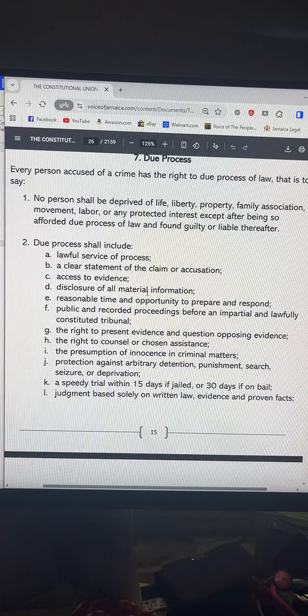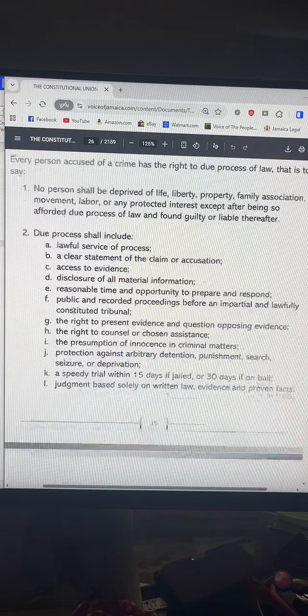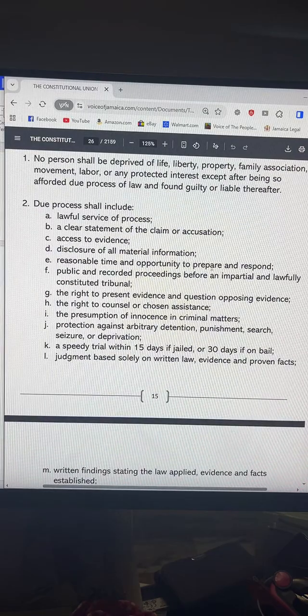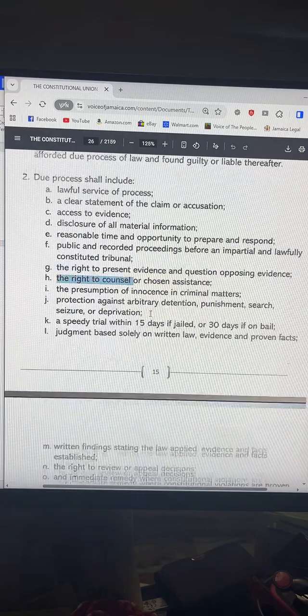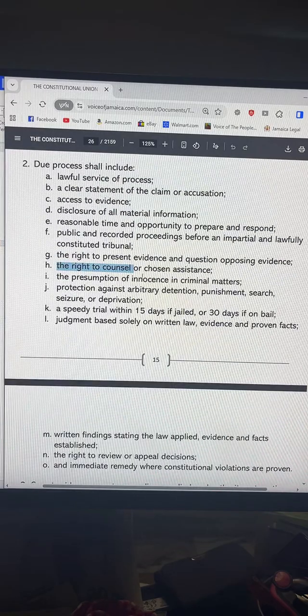D, disclosure of all material information. So this is still your due process rights under this system. Reasonable time and opportunity to prepare and respond. Public and recorded proceedings before an impartial and lawfully constituted tribunal. G, the right to present evidence and question opposing evidence. The right to counsel or chosen assistance. So you don't have to get an attorney to represent you. It can be anyone who you feel is competent and able to assist beneficially.